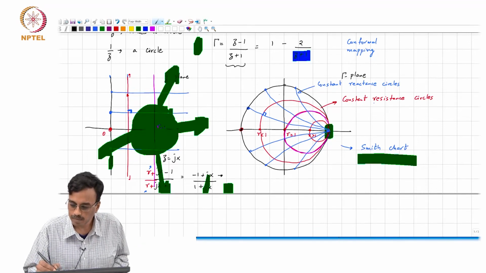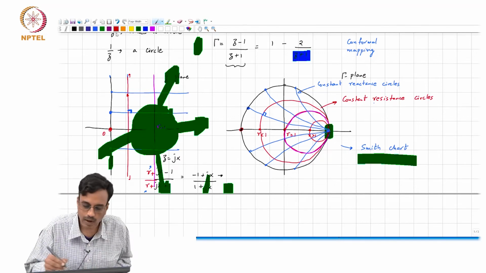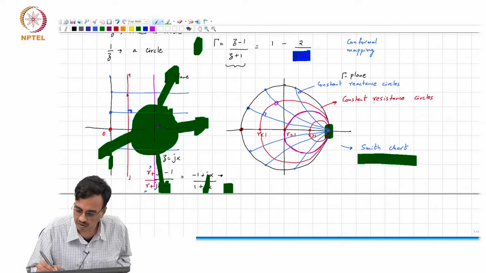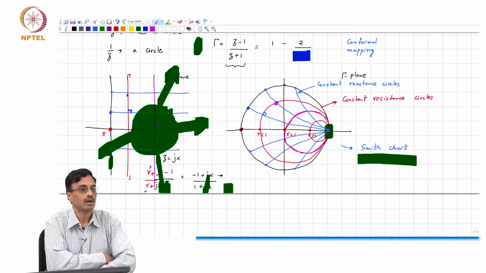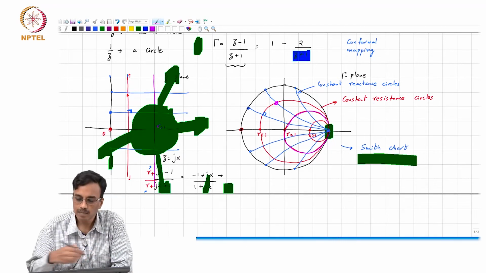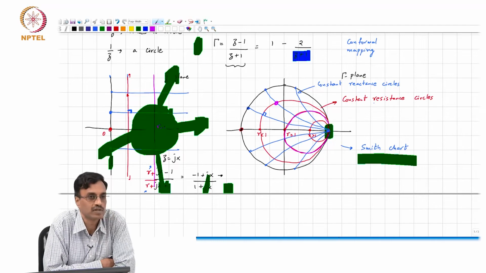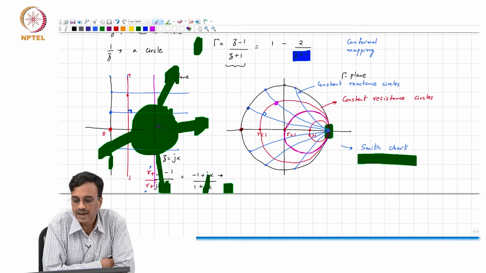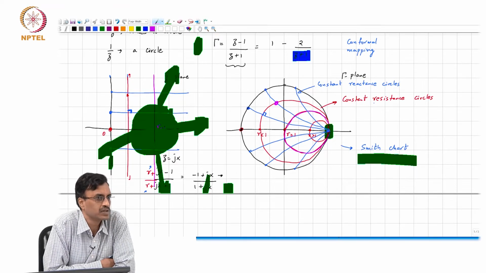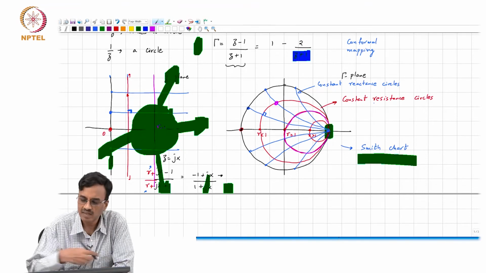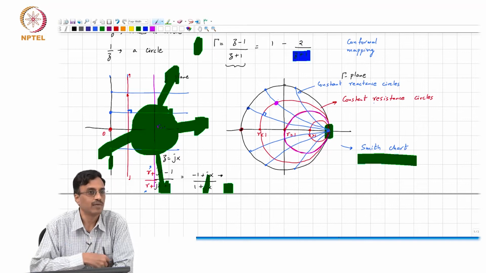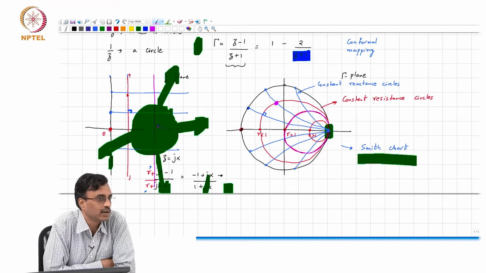For example, let's say your resistance is less than 1 and your reactance is some positive value. You can say, well, this is my impedance z, plotted in the reflection coefficient plane, and I can immediately read off the reflection coefficient. How will I be able to read off the reflection coefficient? This is the impedance. What is the reflection coefficient? How would I be able to find the reflection coefficient?